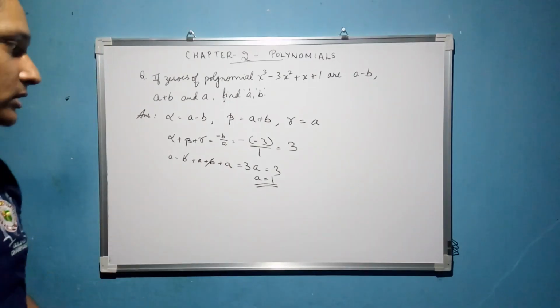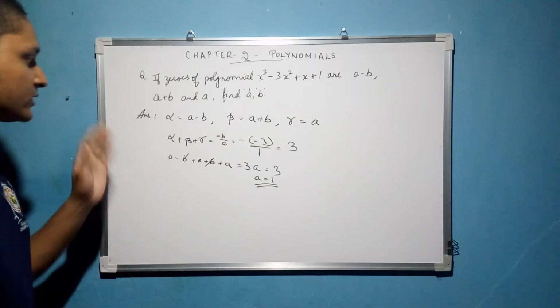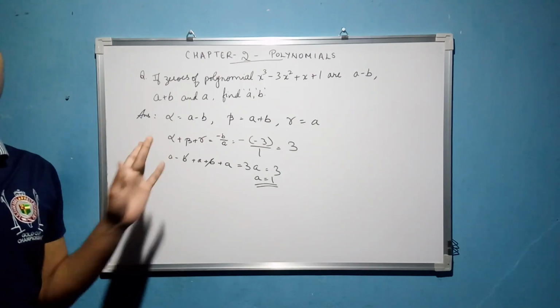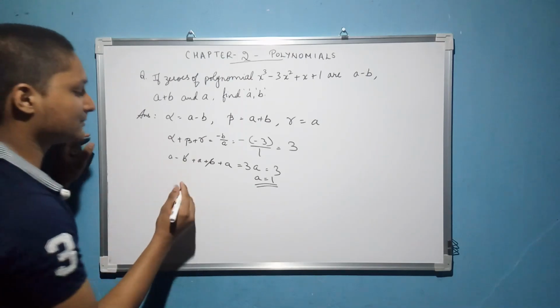Now I got a is equal to 1. Now I need to find b. So I need to take some other relation. We have the sum here now, so let me take the product. The product will be easier, I think, instead of taking those cyclical terms and all.